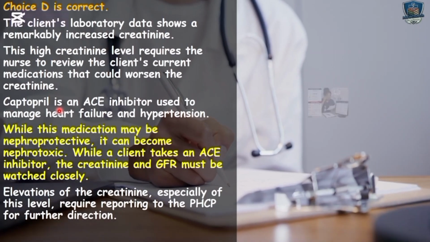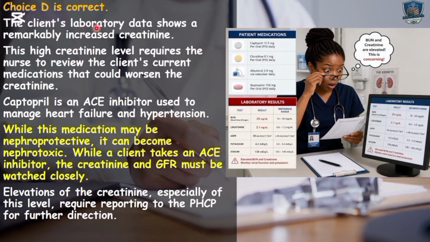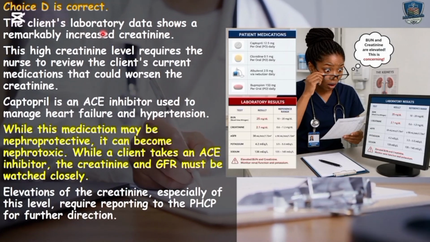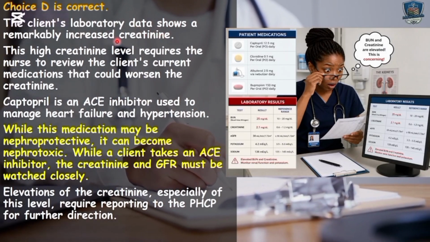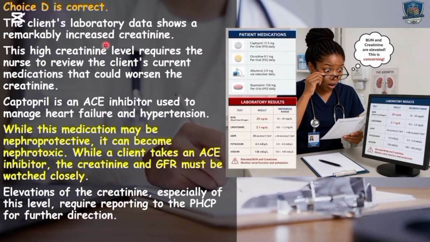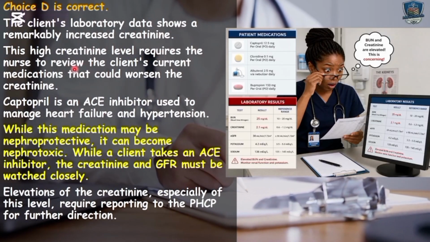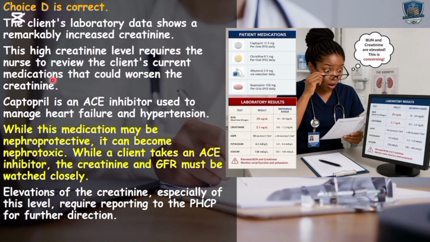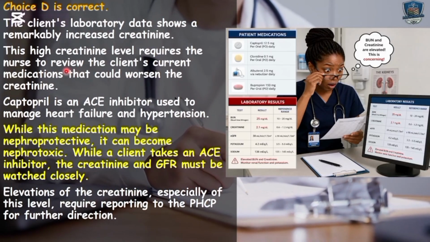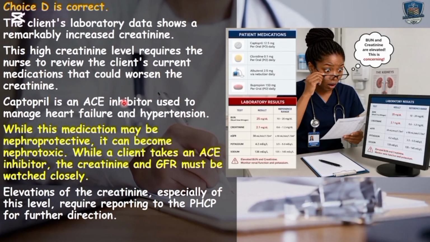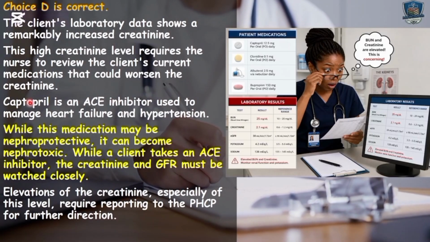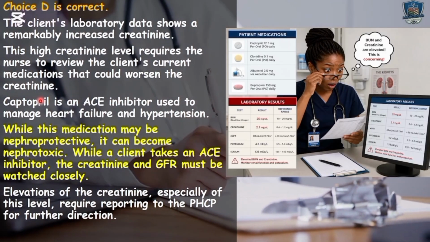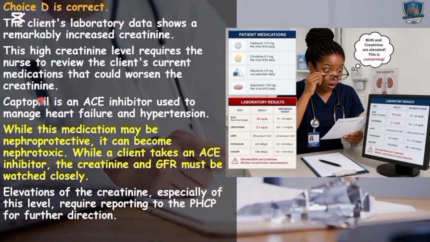A brief explanation is that if you see the client's lab values, you'll see an increased creatinine and BUN. This high level of creatinine requires the nurse to review the client's current medications that could worsen the creatinine level. We know amongst the drugs, the drugs that tend to elevate creatinine level are the ACE inhibitors, captopril, the prils, enalapril, captopril. Those are the ACE inhibitors, and they tend to elevate the creatinine levels.